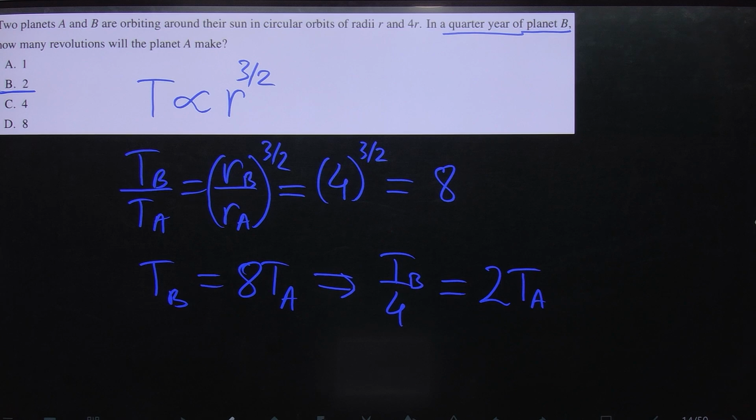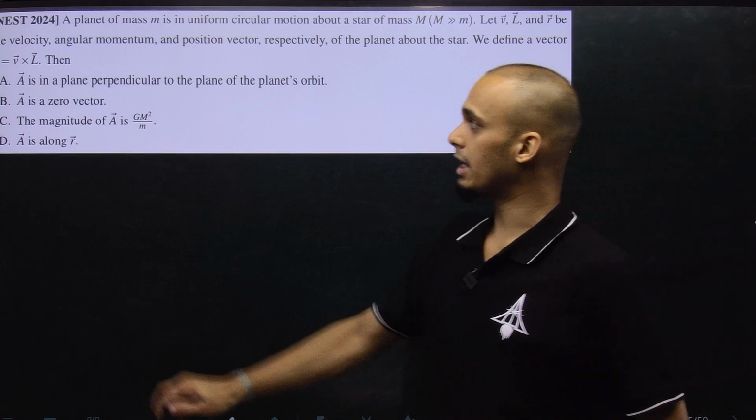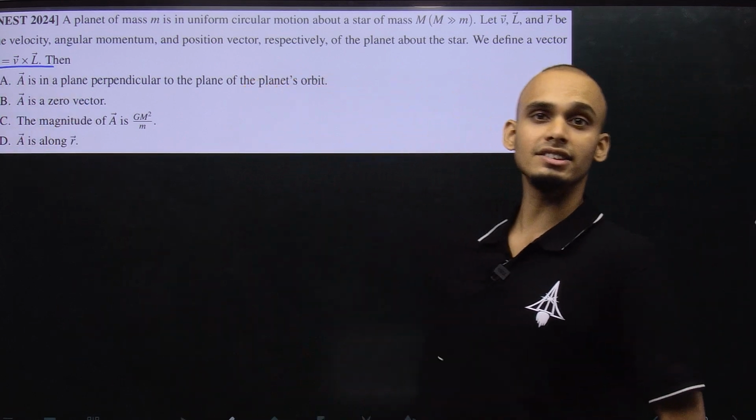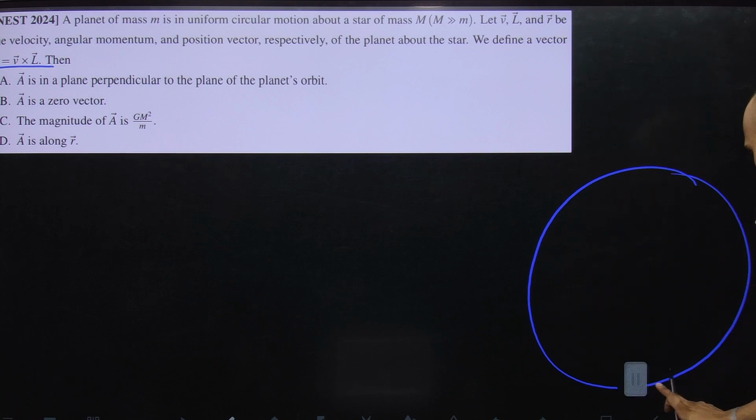required system. Now in this question, we have a planet of mass m in circular motion such that we describe a vector A as the cross product of velocity and angular momentum. Let's say this is the orbit of the planet. Approximately, let's say this is the orbit. Okay, let me not even complete it. Yeah, this is the orbit of the planet.